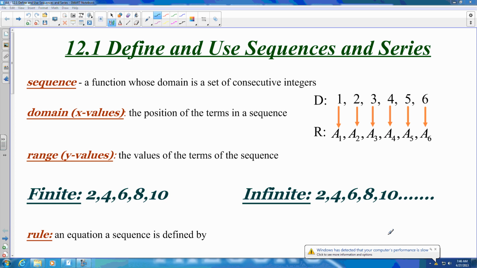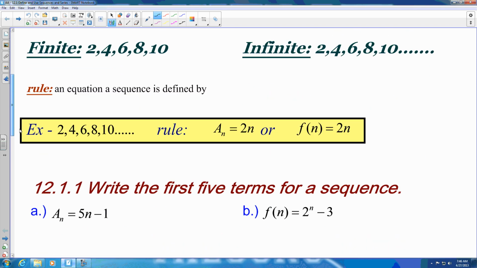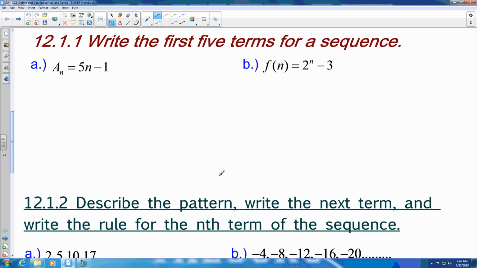Series is similar to sequences, but instead of leaving the values as is, you get to add up all the values to create what is called the one sum, whatever that sum may be. So first off, we're going to look at sequences, and then we'll jump into series. Okay, so first off, being able to identify a pattern for a sequence.